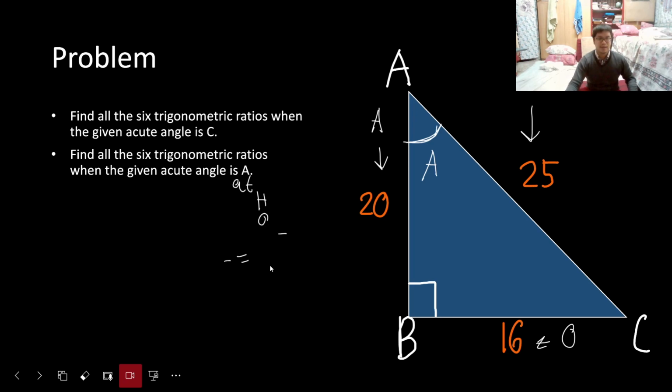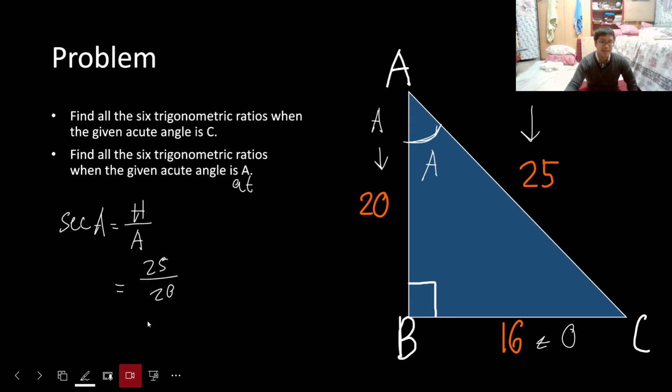So let's go. Once again, it's secant A. So secant A is what? Hypotenuse all over A. Your hypotenuse here is 25 units long, and your A is 20 units long. 25 and 20 are both divisible by 5, right? So 25 divided by 5 is 5, and 20 divided by 5 is 4. Hence, secant A is equal to 5 all over 4.